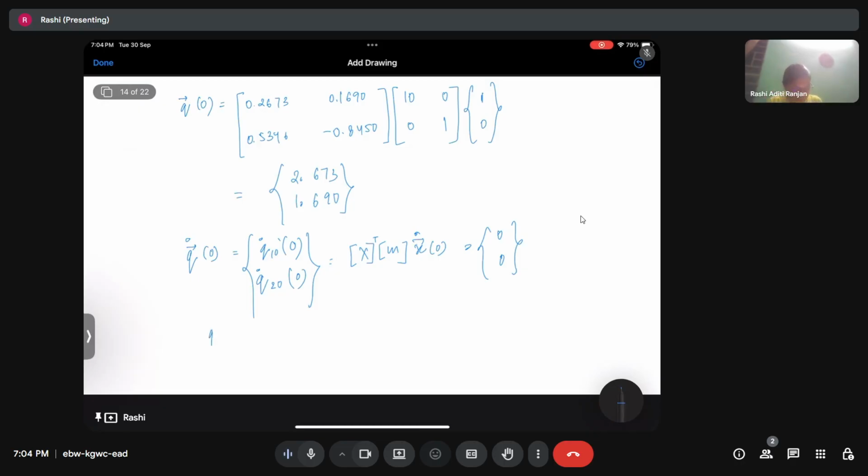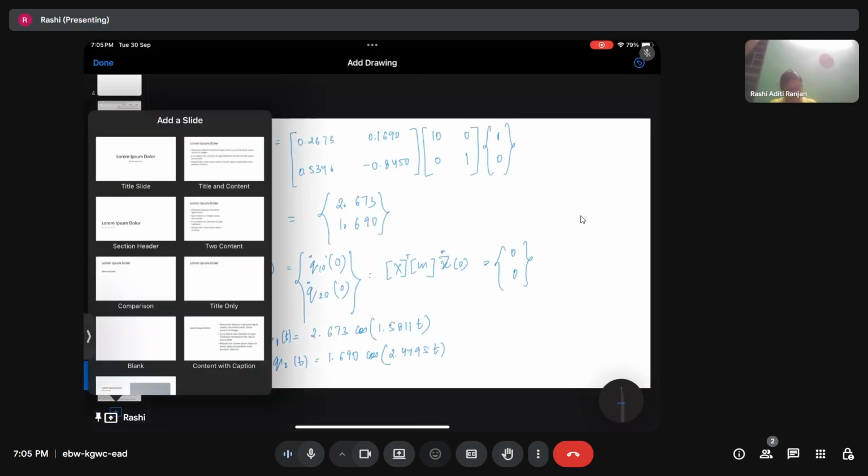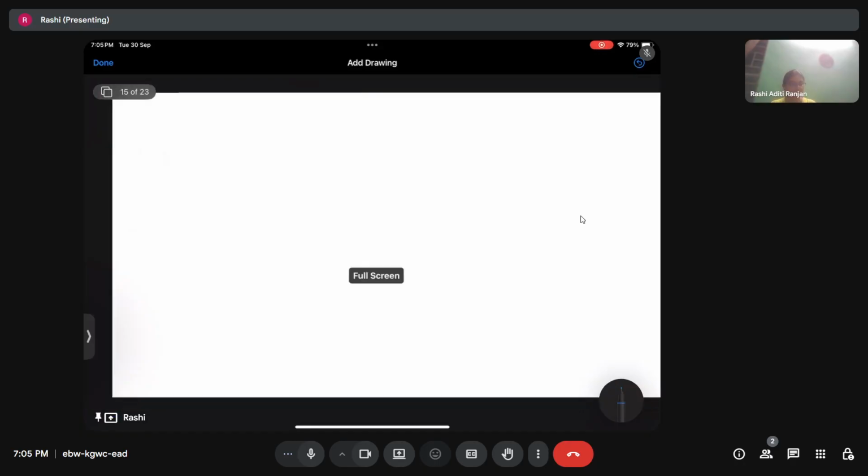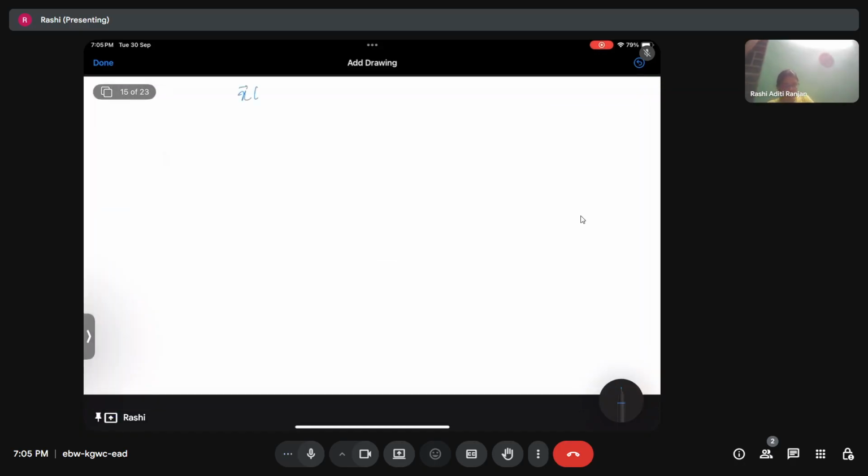So definitely now we can write q1 as 2.673 cos of 1.5811 t and q2 of t as 1.690 cos of 2.4495 t. So now the final equation says that x of t is nothing but capital X into q. So we just have to put everything over here.